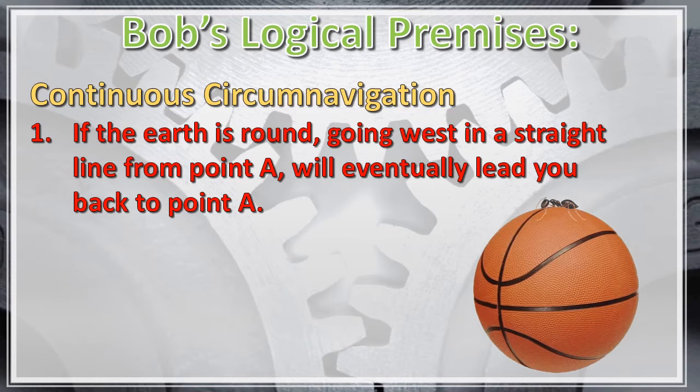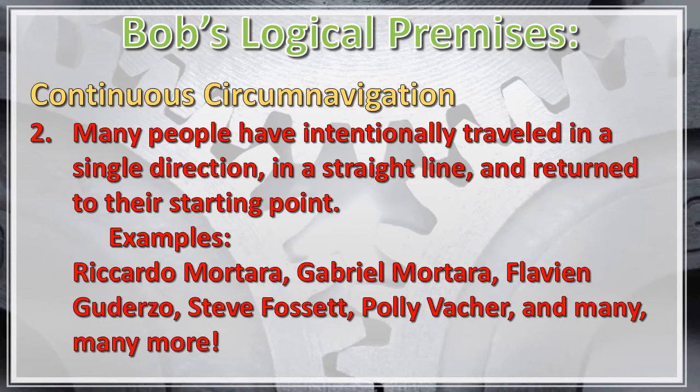To understand the first premise, picture an ant on a basketball. If that ant walked in a straight line from where he was, would he end up right back where he started? Yes. That means that on a larger scale, the first premise is true. The second premise is confirmed by many different historical accounts of people traveling in a straight line around the world, such as Steve Fawcett, Polly Vacher, and more.